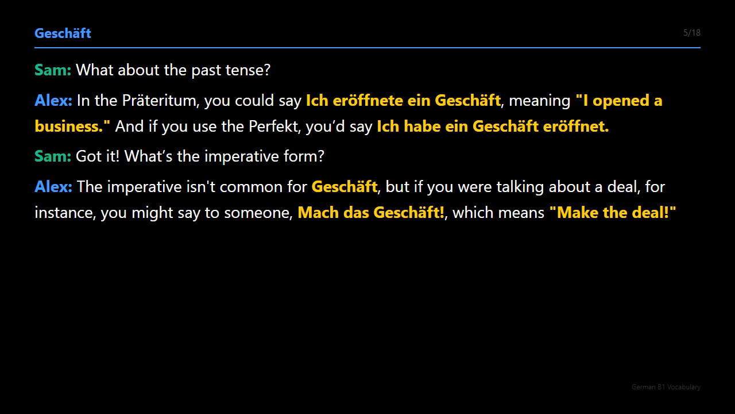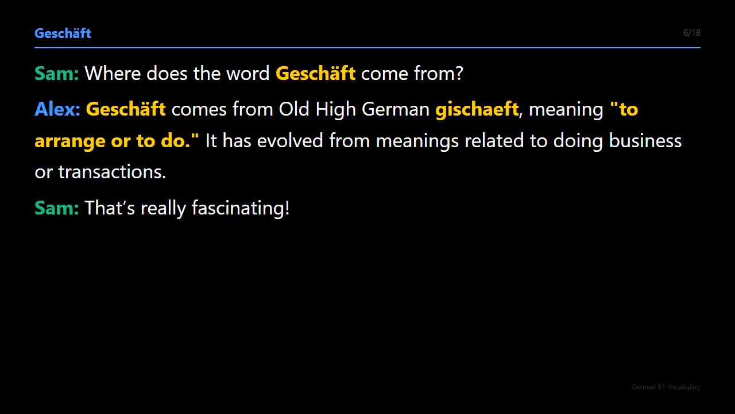Where does the word Geschäft come from? Geschäft comes from Old High German, meaning to arrange or to do. It has evolved from meanings related to doing business or transactions.